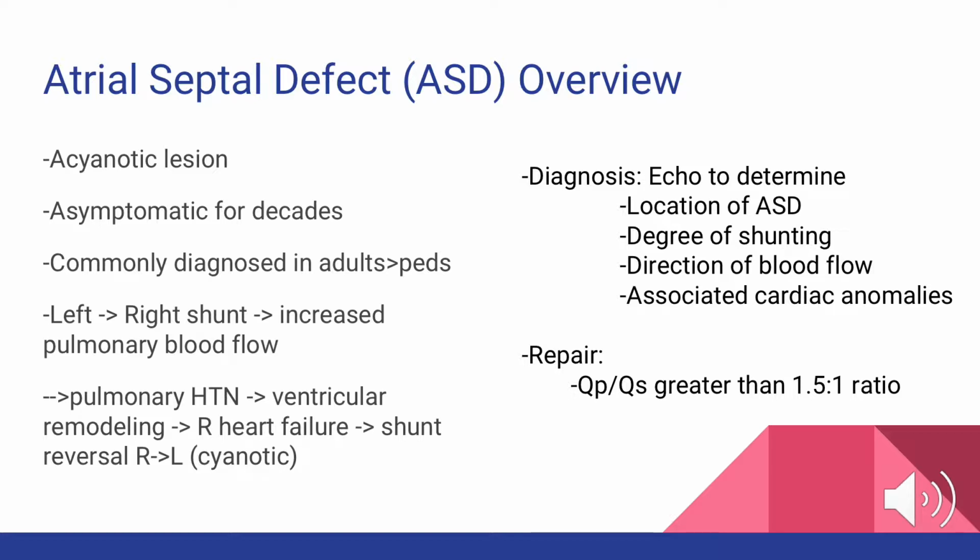An echo can be used to diagnose and determine the location of the ASD, the degree of shunting, the direction of blood flow, and any associated cardiac anomalies. And repair is indicated when the ratio of pulmonary flow to systemic flow is greater than 1.5 to 1.